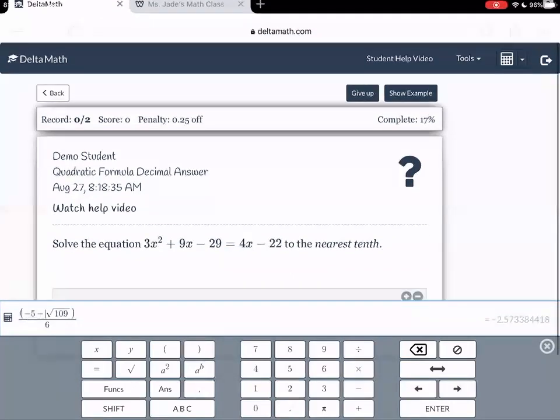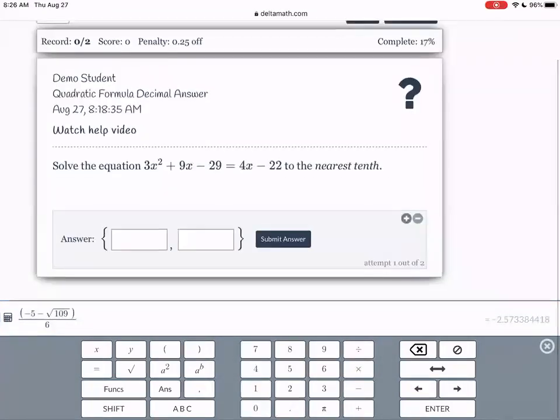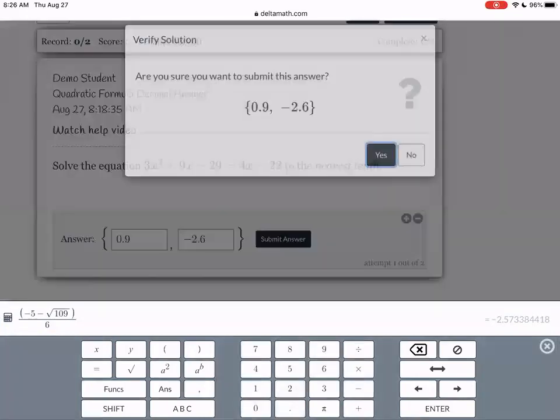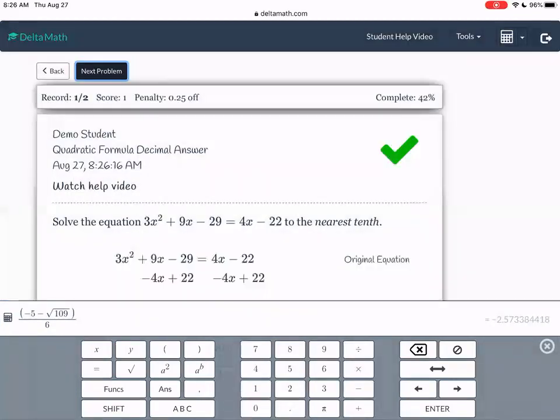Okay, then let's type it in. I make 2 boxes. Our first answer was 0.9. The next one was -2.6. And it says we're good.